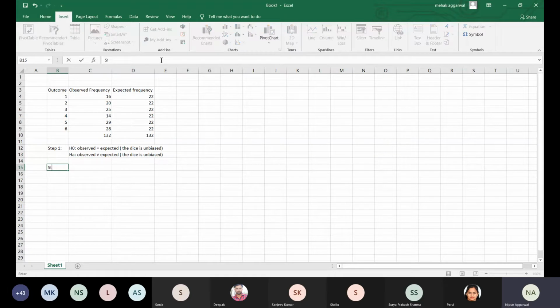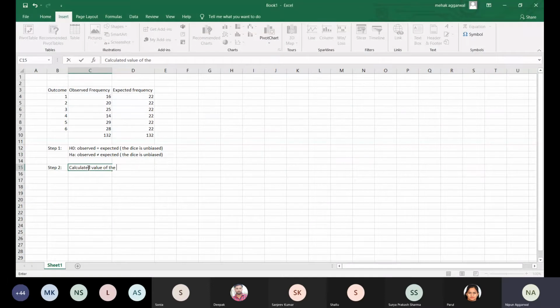Now step 2. In the case of the chi-square test, there is no significance of one-tail and two-tail tests. So we are not calculating one tail or two tail; it is effectively only a two-tail test in the case of chi-square. So the second step is the calculated value of the chi-square.